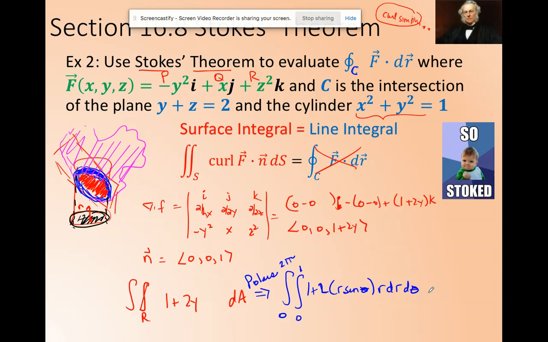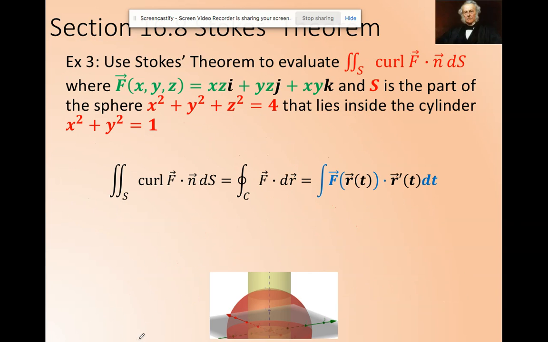And again, hopefully this isn't too bad. And you can verify if you want by doing that integration that what I ended up with was pi. Crazy, right? Way easier than I thought it was going to be when I first looked at this problem. So this was a case where I asked you for a line integral, and it was easier to do the surface integral.